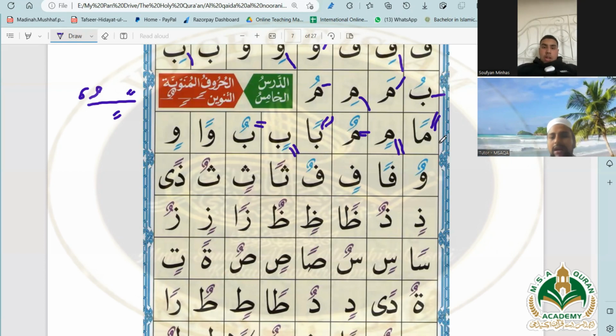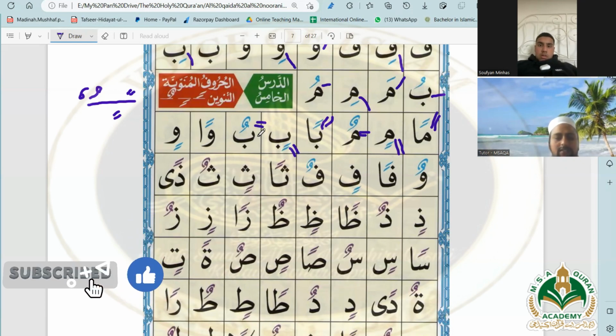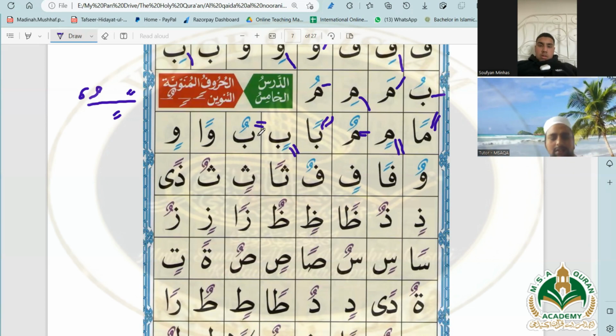So I draw here 2 lines up, which means fathatain. 2 lines down means kasratain. 2 lines straight means dhammatain. I will not draw it more and more because the page will not look very good on a screen. So that's why I'm stopping. I will just draw a line where you are reading.